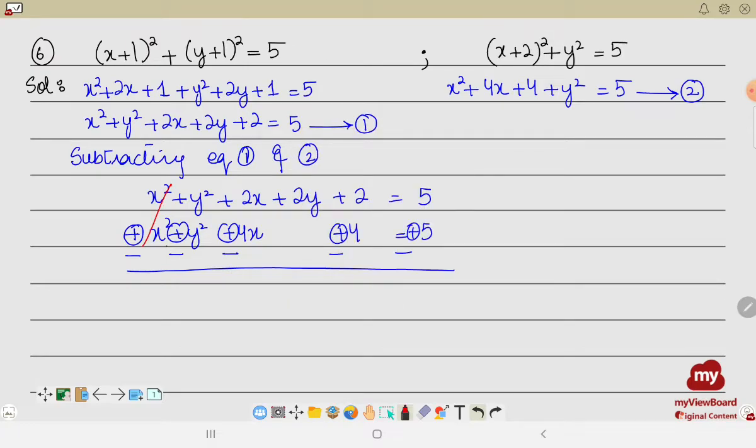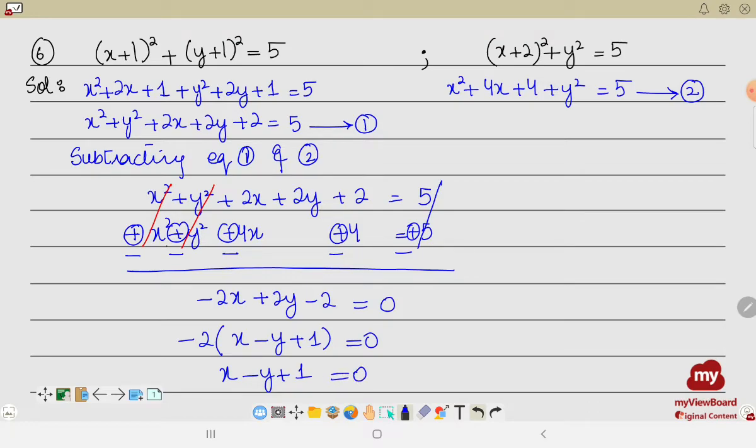x square with minus x square, y square with minus y square, and now we are going to write down the remaining terms. It will be minus 4x plus 2x becomes minus 2x, then plus 2y, then 2 minus 4 is minus 2, and 5 minus 5 is equal to 0. This will also get cancelled. So if you see, we can take minus 2 as common. We are left with x minus y plus 1 is equal to 0.